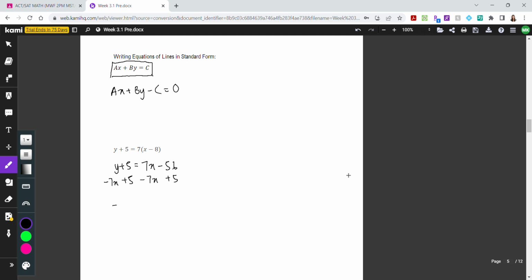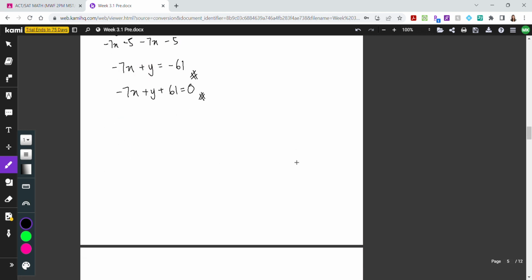From there, we get -7x plus y equals -51. And so, sorry, there we go. We wouldn't be adding, my bad. We would be subtracting 5. There we go. So we get -61 here. And then this will be our equation in standard form. All right. Like I said, the other way that you could also write it is -7x plus y plus 61 equals 0. And this would also be another way you could write it in standard form.